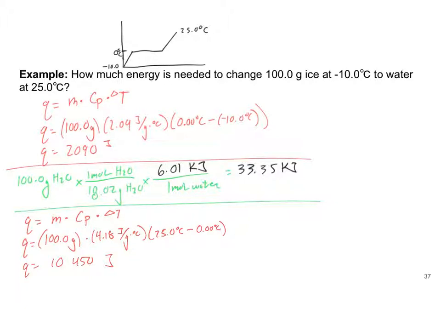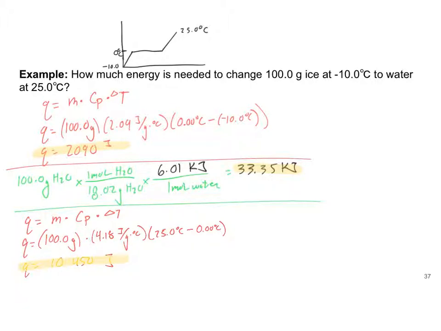Okay. Now the problem is asking me to calculate how much energy is needed to change from ice to water at my different temperature. And what I've been able to do here is calculate the amount of energy needed to raise the temperature, the amount of energy needed to complete the phase change, and the amount of energy required to raise the temperature again. The issue is that the problem wants me to know how much energy is required total, not at the individual steps.